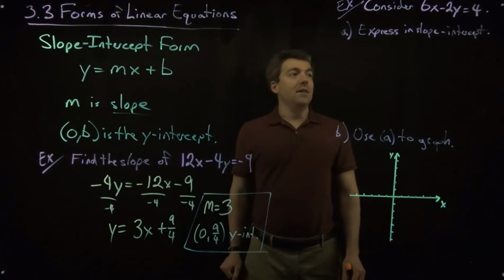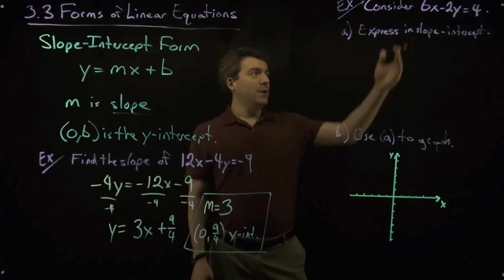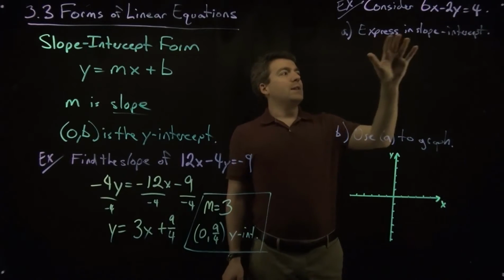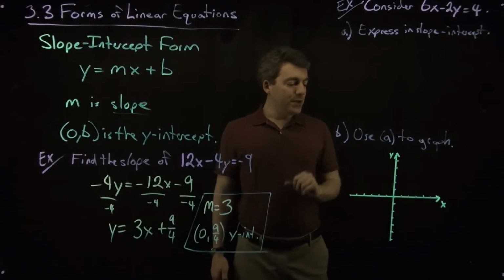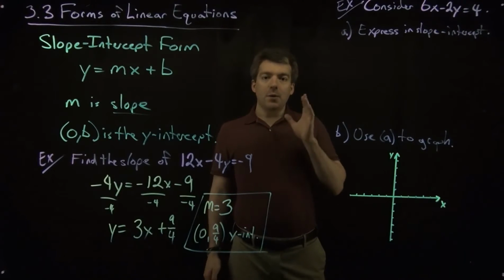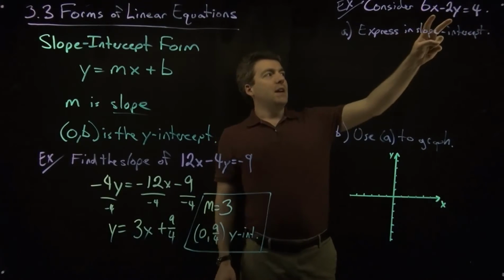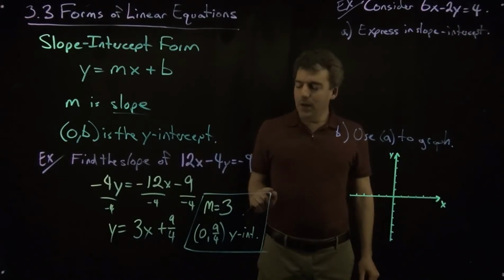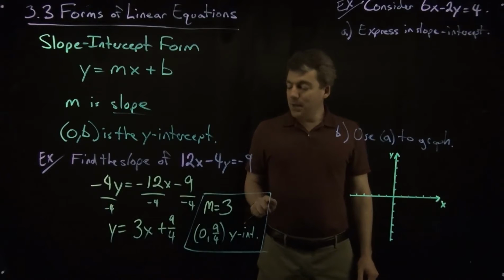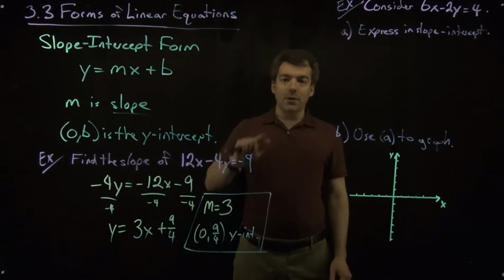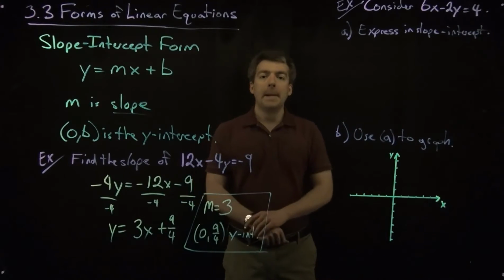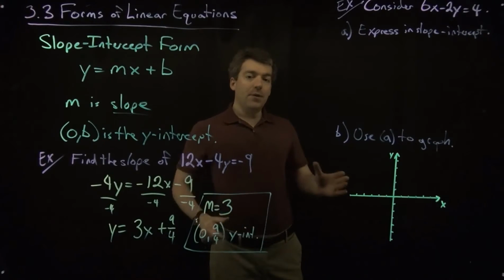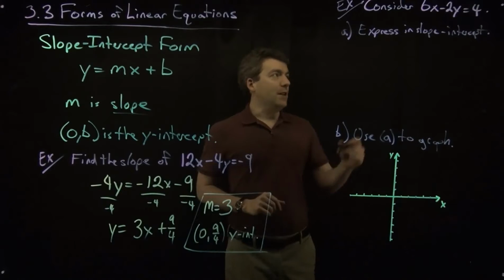All right, let's look at another example. Here's another line in standard form. We want to express this in slope-intercept form, and then we'll use it to graph. So I'd like you to pause the video right now, take this linear equation, and do exactly what we did here. Find the slope and the y-intercept, and do that by putting it in slope-intercept form. Okay, how'd you do? Let's take a look.